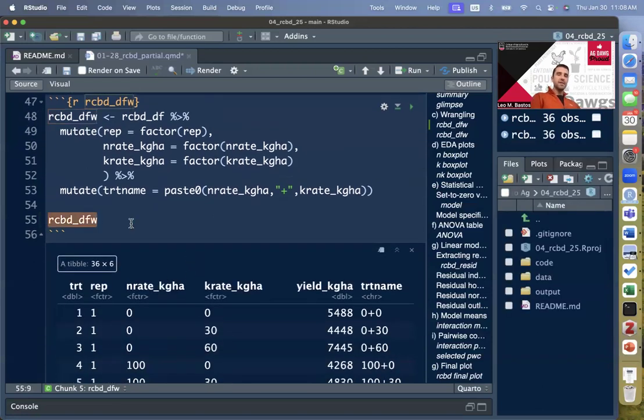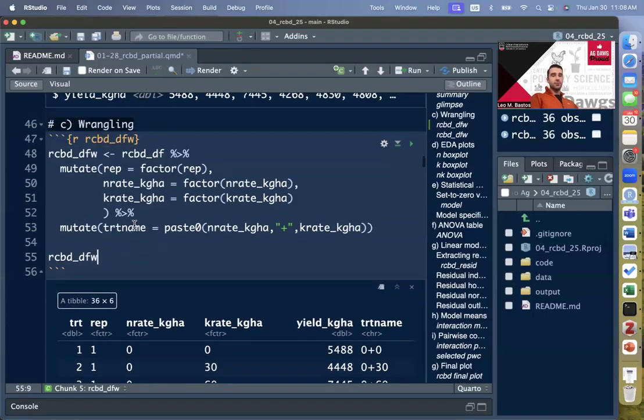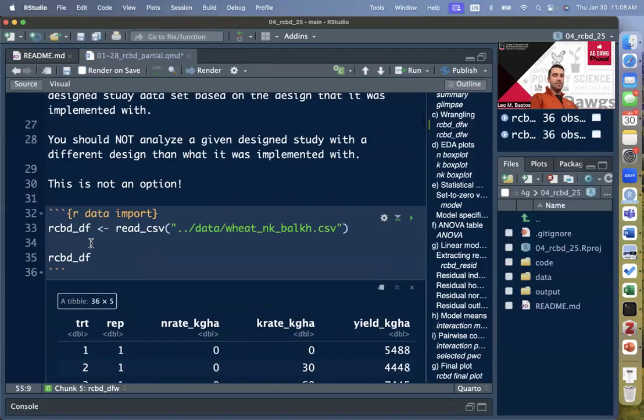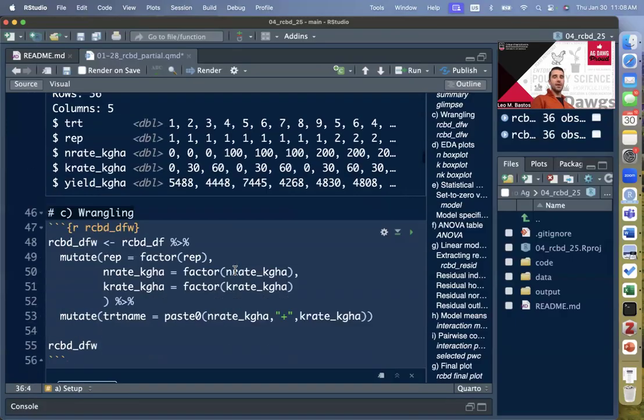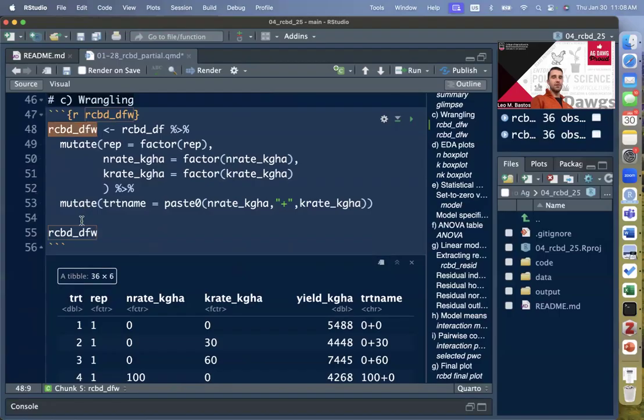So we have RCBD DFW. The W means wrangled. I always like to do that. I would discourage you from importing a data frame with a given name, then wrangling it and assigning it to the same name, because then it's going to be harder for you to know, am I working with the raw version or the wrangled version? So I always add a W after wrangling something, so I know this is the wrangled version.